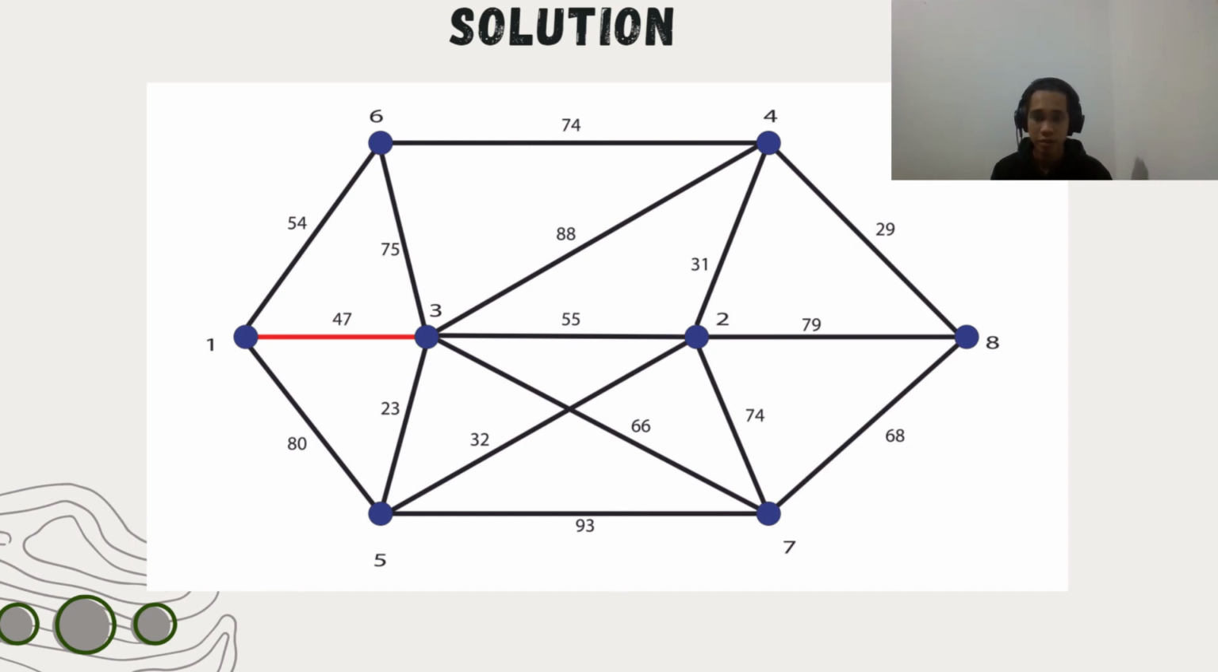To perform Prim's algorithm, we need to choose a point, first thing first, as our starting point. For this graph, we'll be choosing point 3 as our starting point. As you can see, there's a single edge connecting point 3 and point 1, making that the only choice that we can make. So the first line will be 3-1 with a weight of 47.